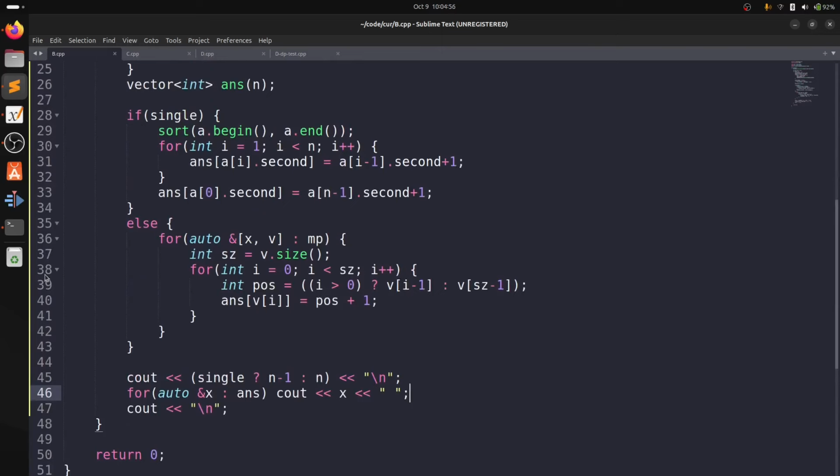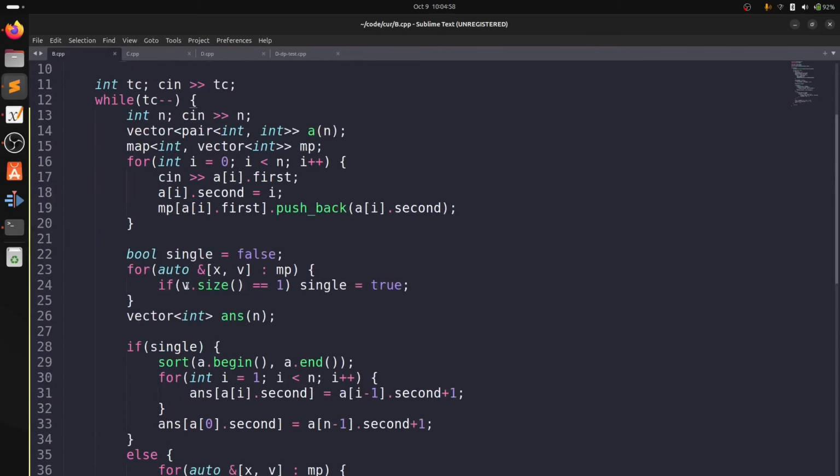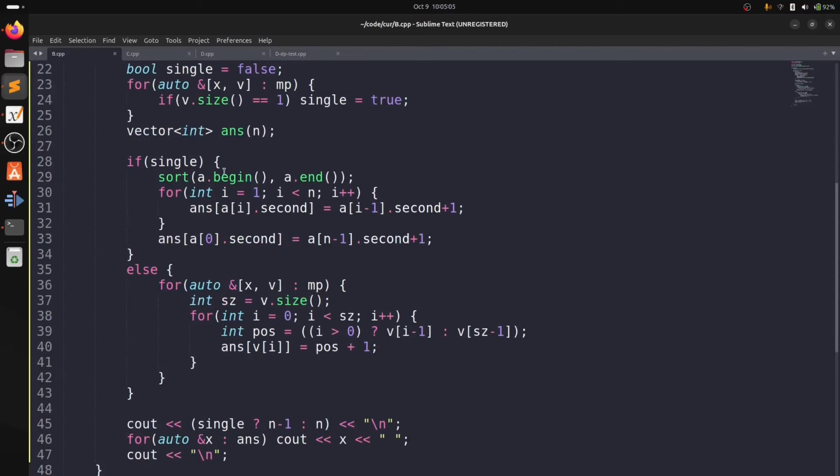So let's analyze the time complexity and memory complexity. Time complexity is big O of n log n because we're using a map and doing map insertion, and we are using sorting as well. So obviously the time complexity cannot be made better because we need to sort. And the memory complexity of this is big O of n.